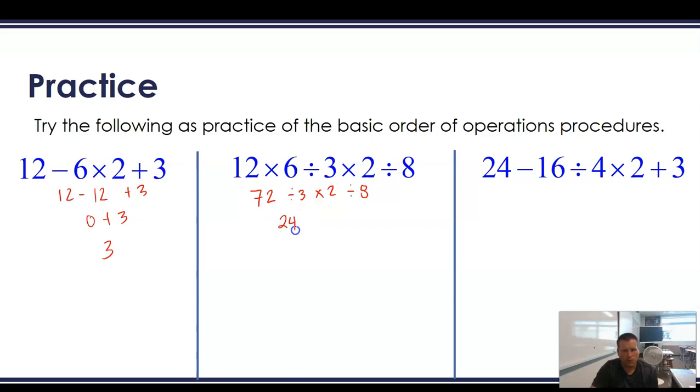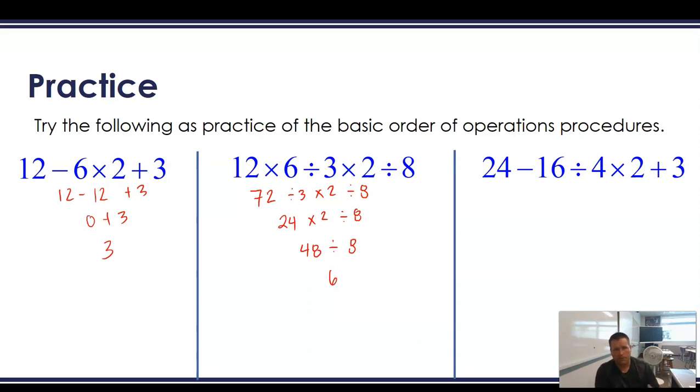And then I have the times 2, and then divide by 8. So next I'm going to times by 2. So when I times that by 2, I get 48. And then I've got divide by 8, which is going to give me 6. Again, if you don't work left to right, you're going to get something different, okay?